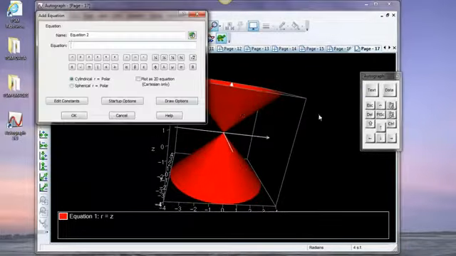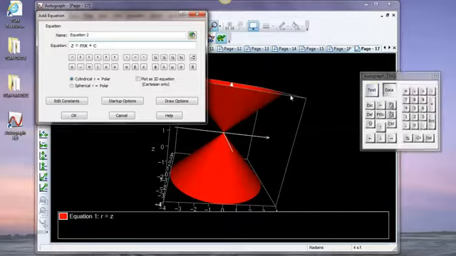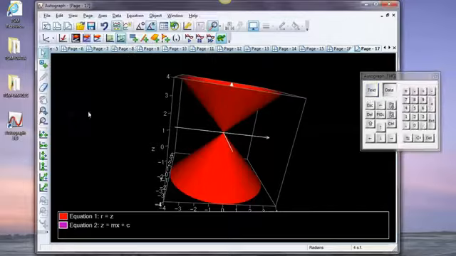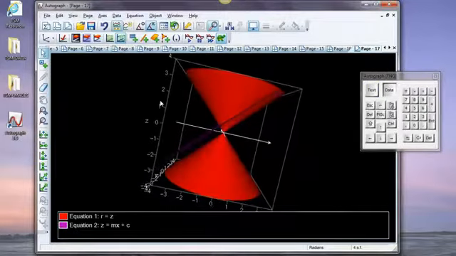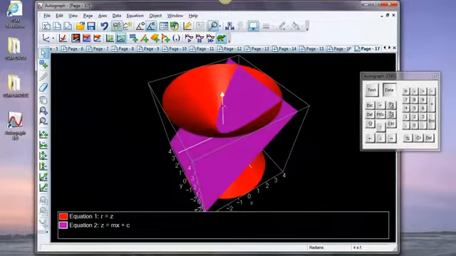Now if we want to put a plane in here, let's do the 3D equivalent of y equals mx plus c, and we're going to call it z equals mx plus c. M and c will both be 1, and what we get is a straight line. If you imagine that in 2D, that would be like that. But in 3D, it's a beautiful cross-section of a cone producing a nice parabola.